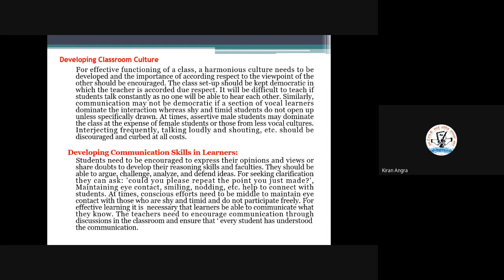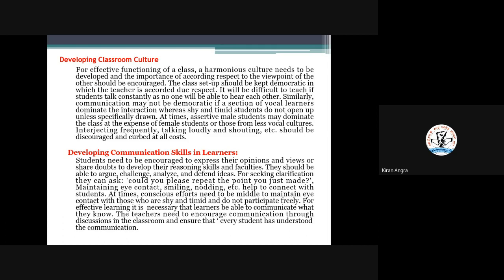They should analyze the things, they should accept the challenges, they should be able to speak out, asking, can you repeat your point? They can ask a teacher, can you guide me once again, I could not understand. So these are the questions which will help the learner to develop the communication skills while the class is going on.